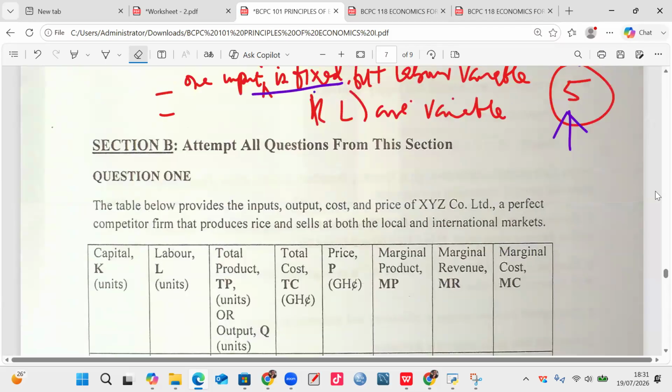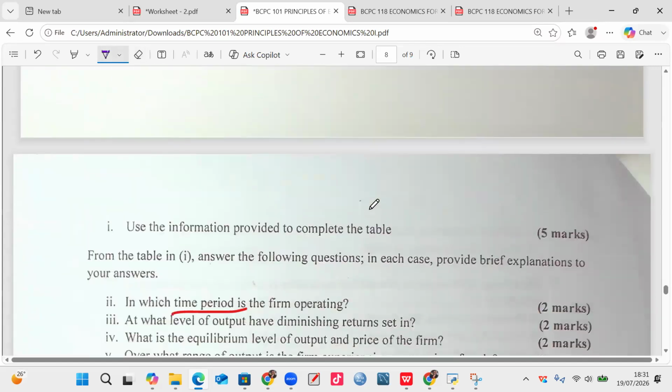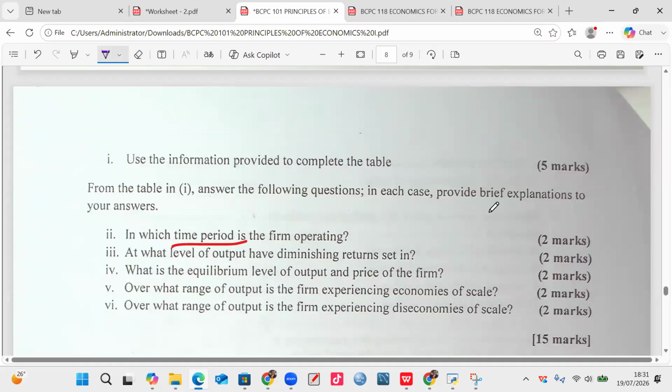Now start reading. Why must you always read the requirement first? Because when you read the requirement first, it tells you which area the question is coming from. Use the information provided to complete the table. Okay, it doesn't give you any idea. In which time period is the firm operating? Because you studied your notes, you know that the question will be on whether it's a short run or long run. When it says time period, it's mostly on production. So just here could tell you that it's on production.